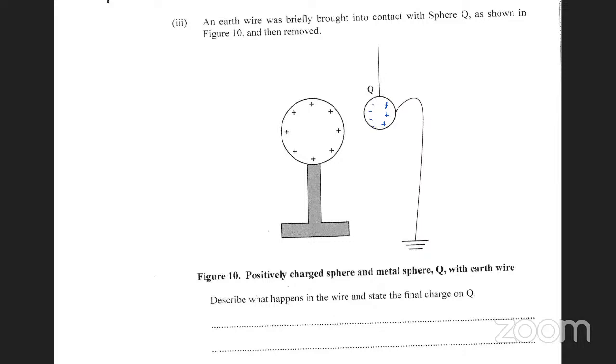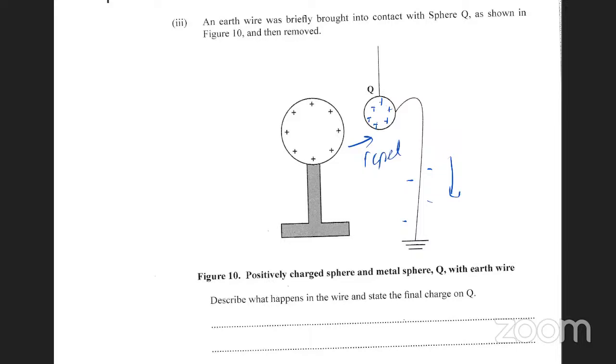It will pull all the negative charges away and then do what? It will neutralize it, right? So the sphere will no longer have negative. The sphere will be positively charged. And if sphere Q is positively charged, what will happen? What might happen here? It would move away. It will repel.